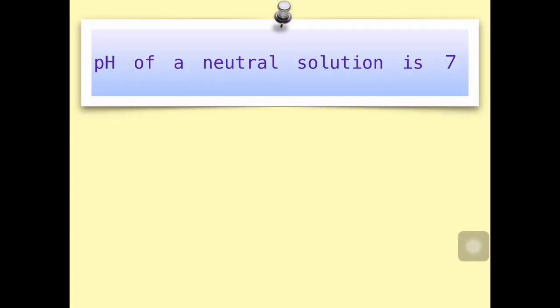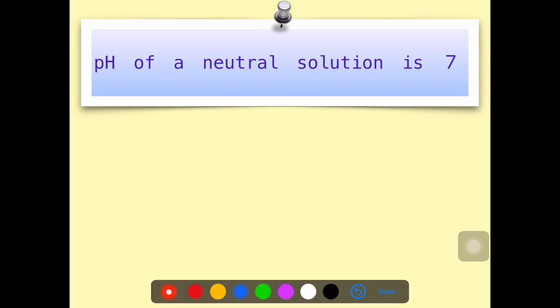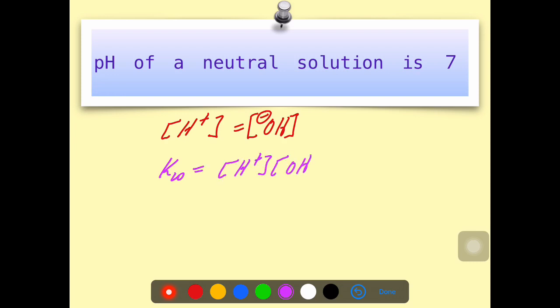As I mentioned earlier, the pH of a neutral solution is 7. Now let's prove that it is equal to 7. I'll again use the idea that the ionic product of water is 10 raised to minus 14, and at the same time for any neutral solution the concentration of H plus ions is equal to the concentration of OH minus ions. So Kw is the product of H plus ion concentration and OH minus ion concentration.